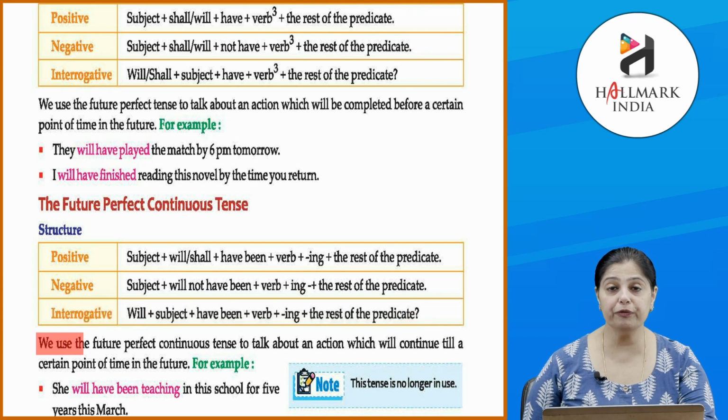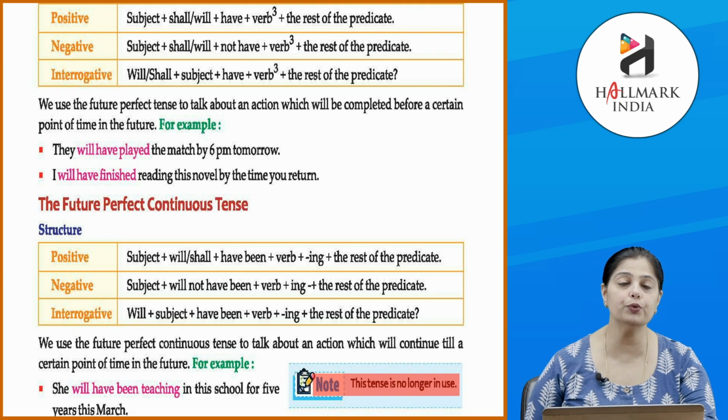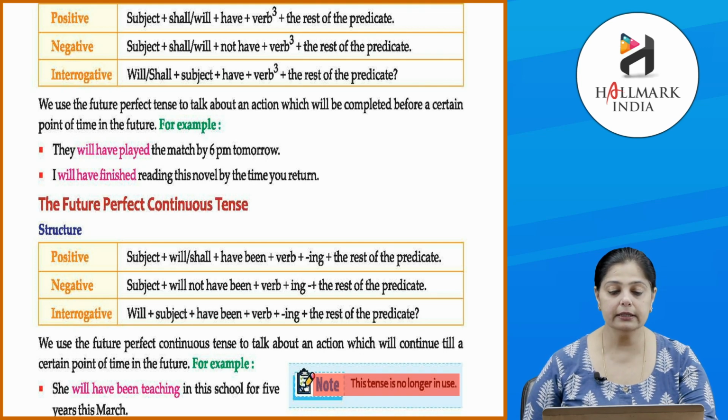Now, we use the future perfect continuous tense to talk about an action which will continue till a certain point of time in the future. For example, she will have been teaching in this school for 5 years this March. Okay. Now, note, this tense is no longer in use. So, we do not say these words anymore. This particular type of future perfect continuous tense is no longer in use in our vocabulary. Still, it is good to have knowledge about everything, isn't it?